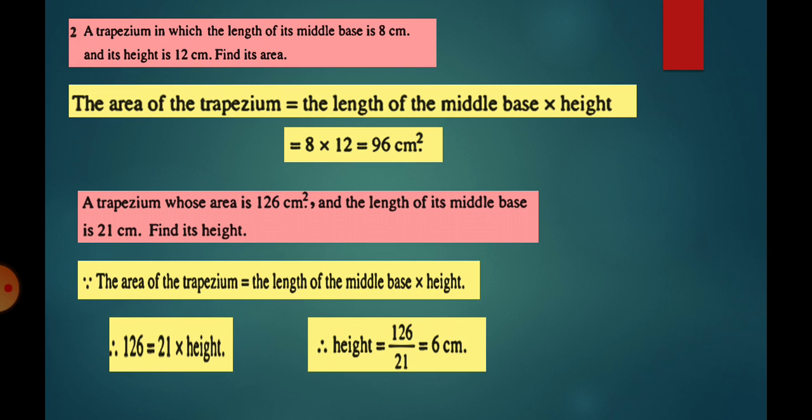Today we know the area of the rhombus equals side times height, or half the product of the two diagonals. The area of the square equals side squared, or half the length of the diagonal squared. And the area of the trapezium equals half the sum of the two parallel bases times height, or the middle base times height.